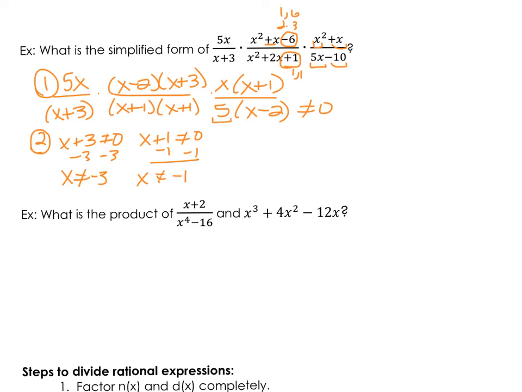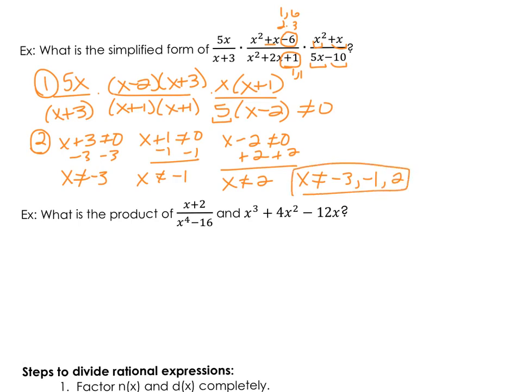The 5 does nothing to the domain, but the x minus 2 is going to be included as part of our restriction. If I move that 2 over, x can't equal 2. So we have 3 restrictions in our domain. X can't equal negative 3, negative 1, and positive 2.